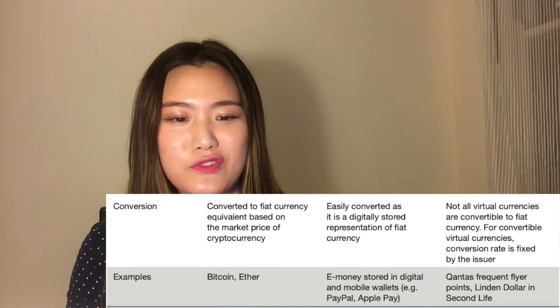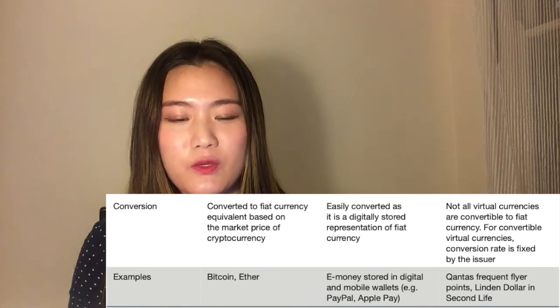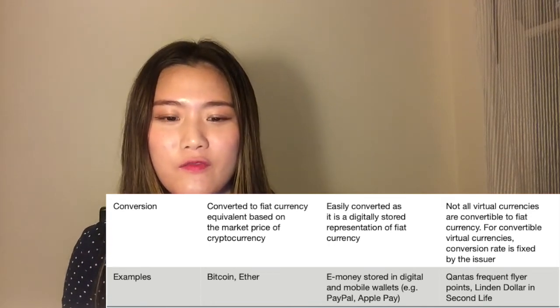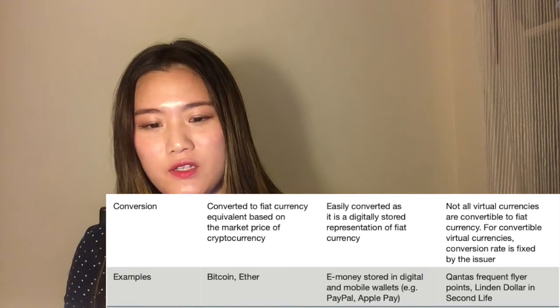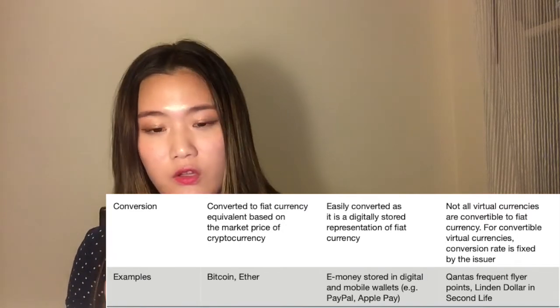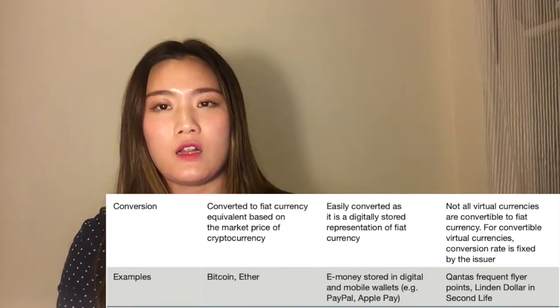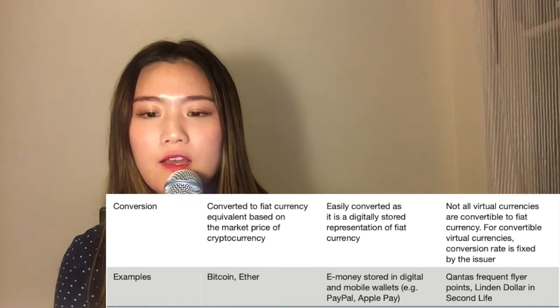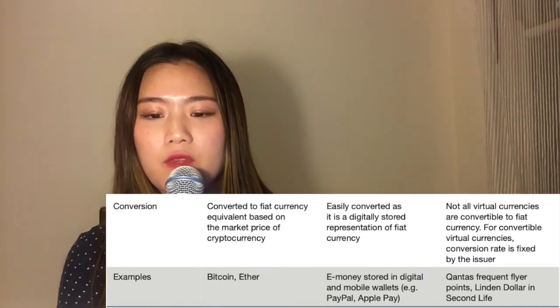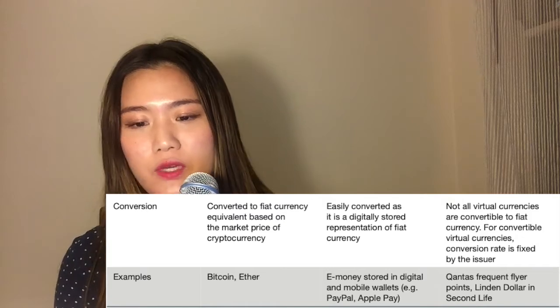Examples of cryptocurrencies are Bitcoin, Ether. For e-money, it is the e-money stored in digital and mobile wallets, so PayPal, Apple Pay, wallets like that. Virtual currency, something like Qantas frequent flyer points.